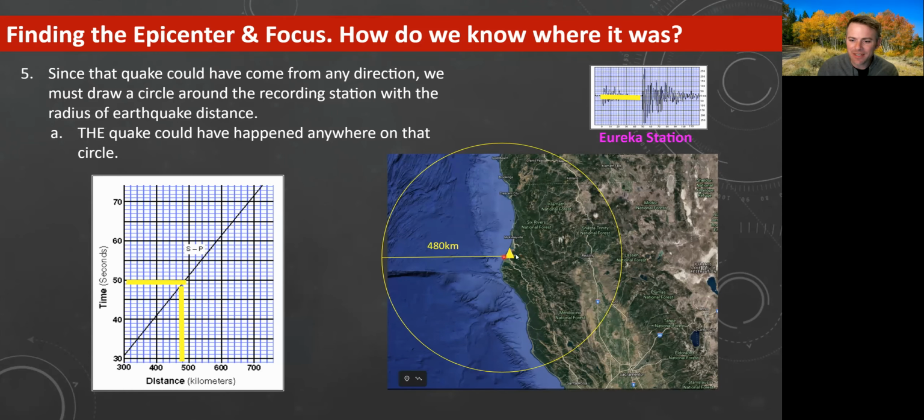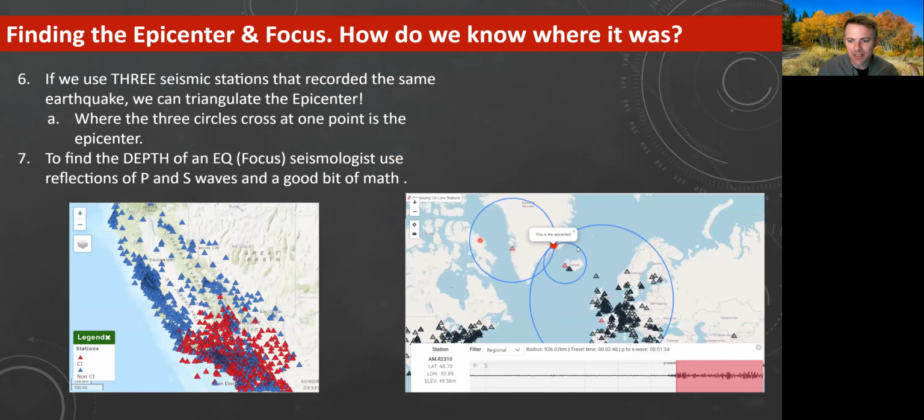That means if this is a seismic station in California that picked up that earthquake in Eureka, the earthquake could be anywhere on this big circle here. All right. So how do we know then where exactly on the circle the earthquake was? Well, you need at least 3 other stations, and 4 to figure out the depth, to figure out where this was, because you'll see the circles intersect each other.